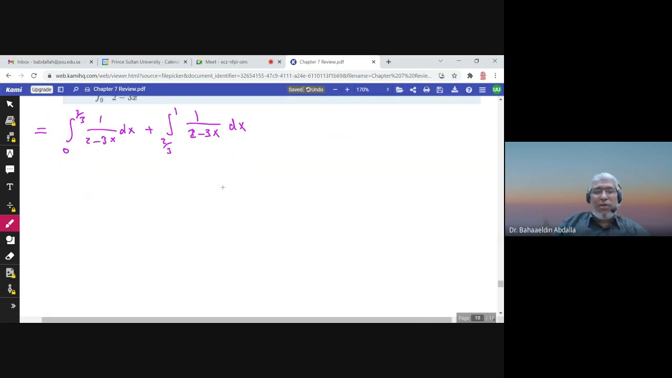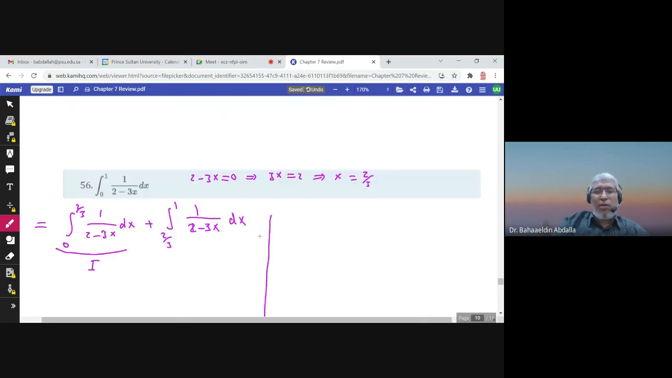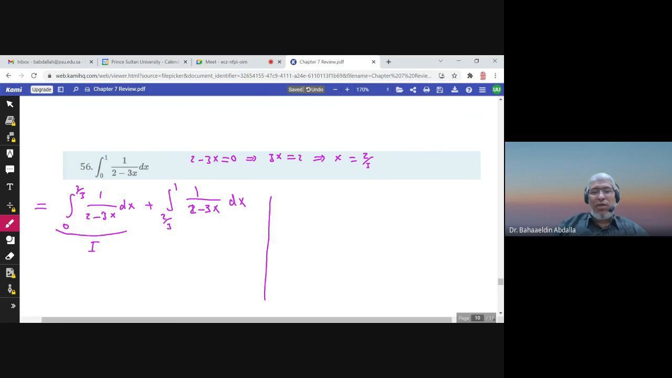And now let me evaluate one of them. Okay, so let me evaluate the first integral. The first integral I write as a limit. 2 over 3 is the one I have problem with, so I call it t. And I take t to 2 over 3 from the left. And I have the integral of 1 over 2 minus 3x dx.